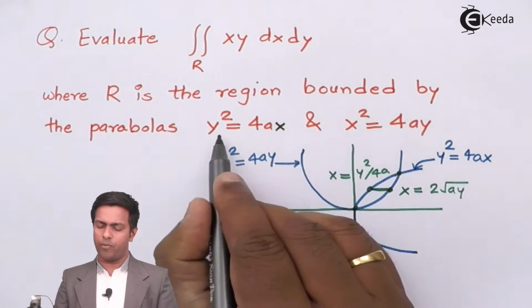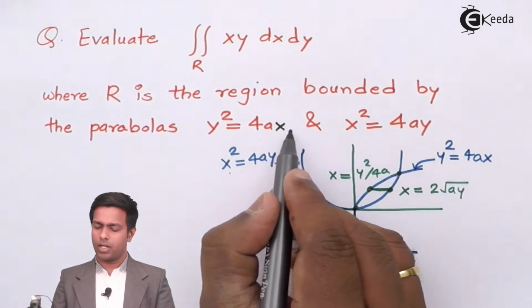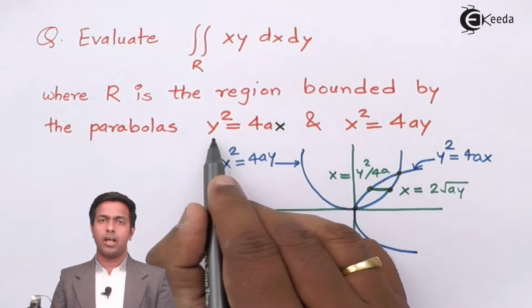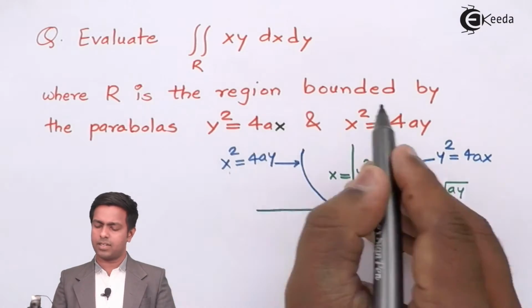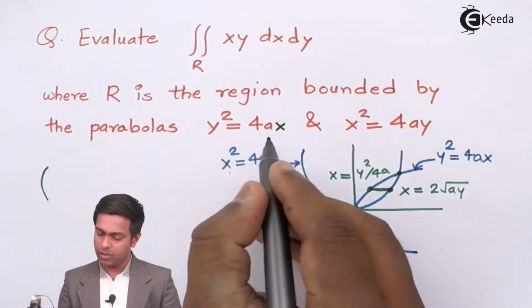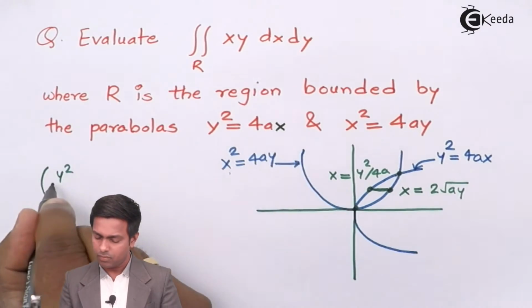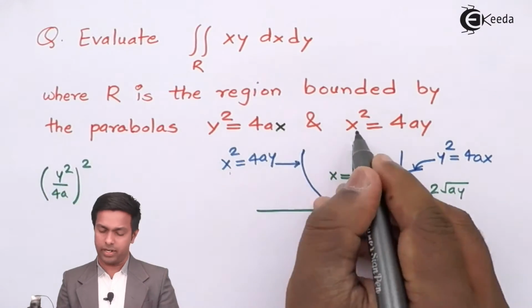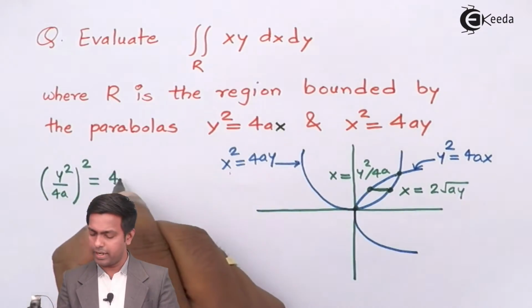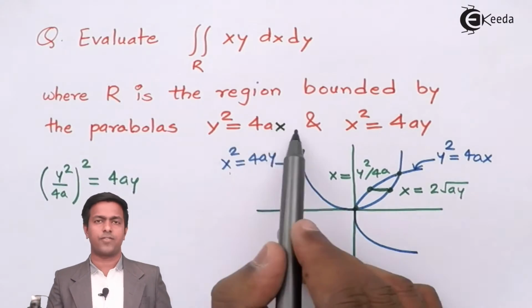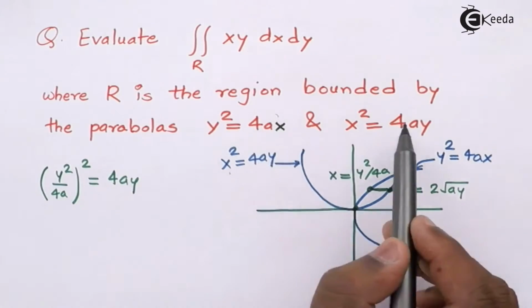So here we have y square equal to 4ax. So from here we'll get x as y square by 4a. I'll put that value of x in this curve. So we will get x, that is y square by 4a, and here we have x square, so I'll do the square, is equal to 4ay. So what I did is, I have substituted the value of x from this curve in the second curve.